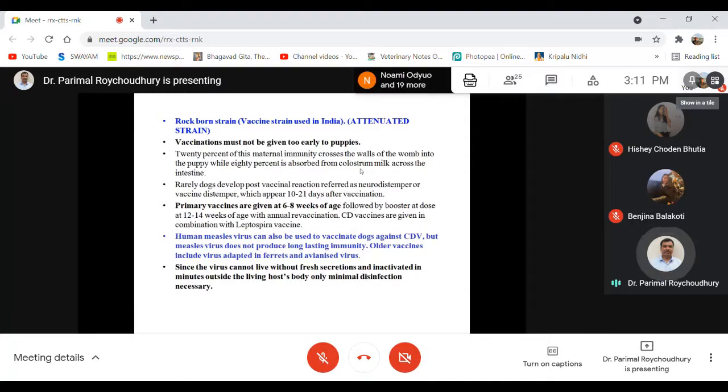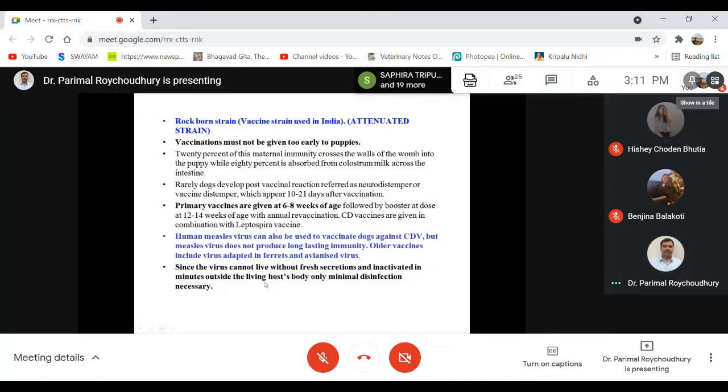Usually after 1 month it happens. Then we should start vaccines, and after 1 month of the first vaccination, we must give the booster dose so that the animals will remain protected for 1 year. So by maintaining this kind of proper vaccination procedure, we can get rid of the infections.